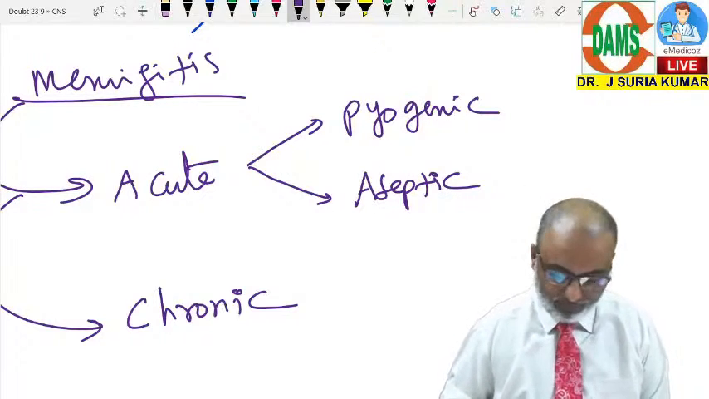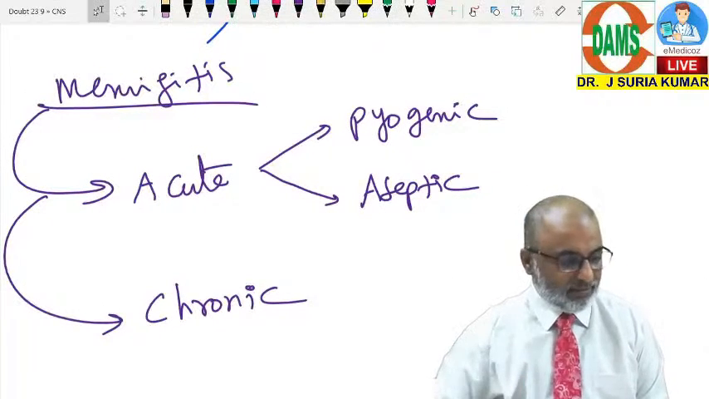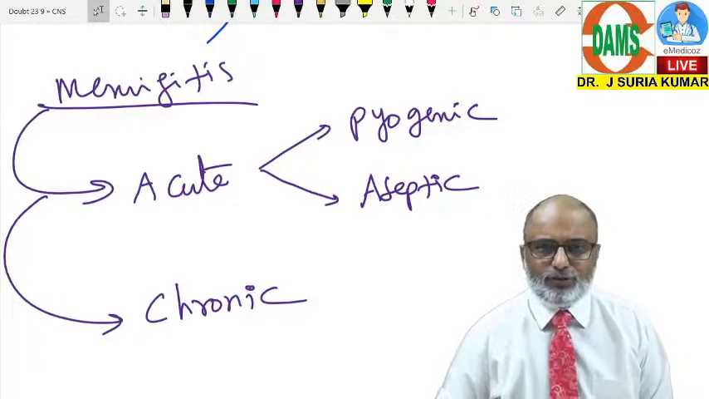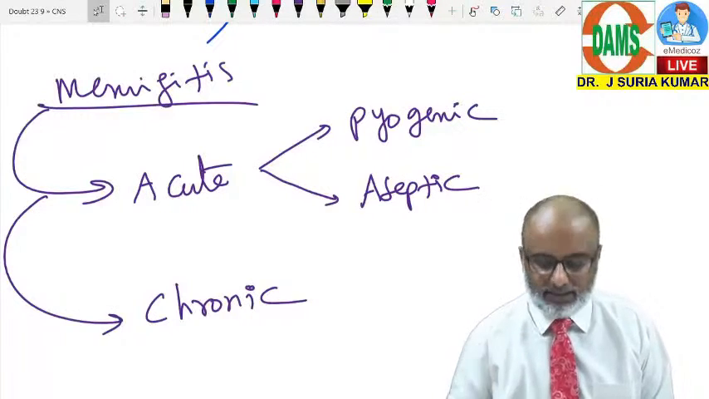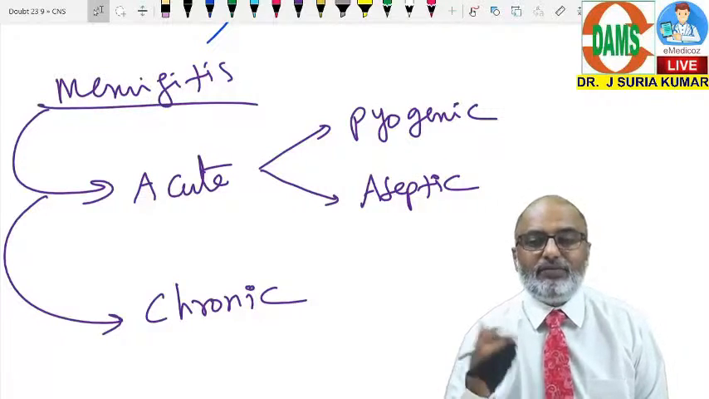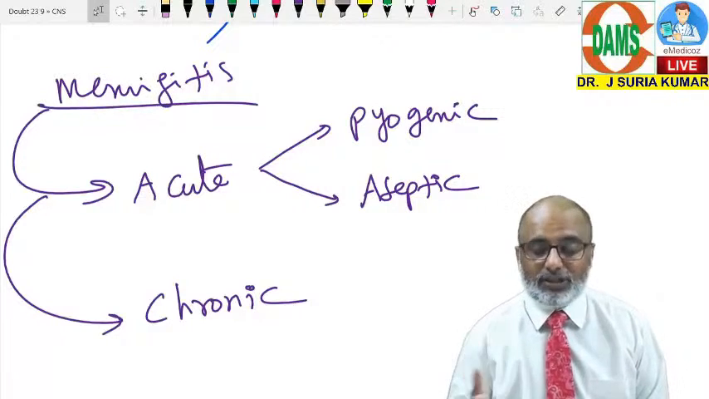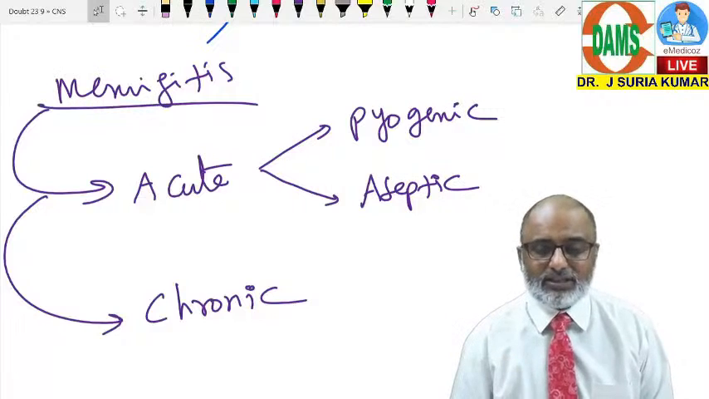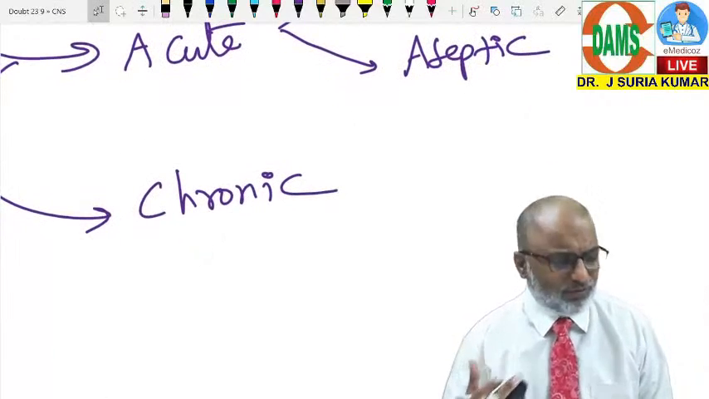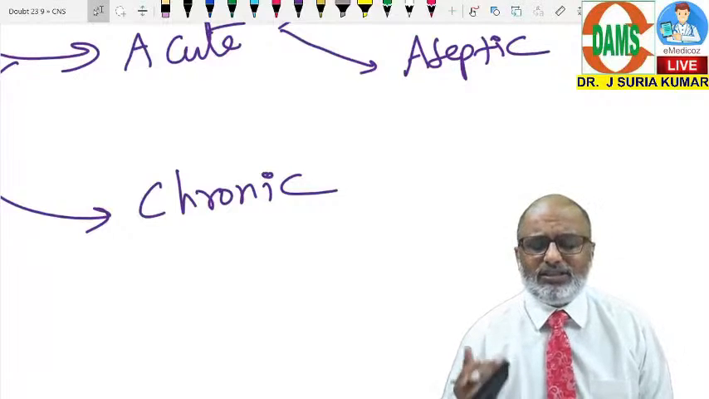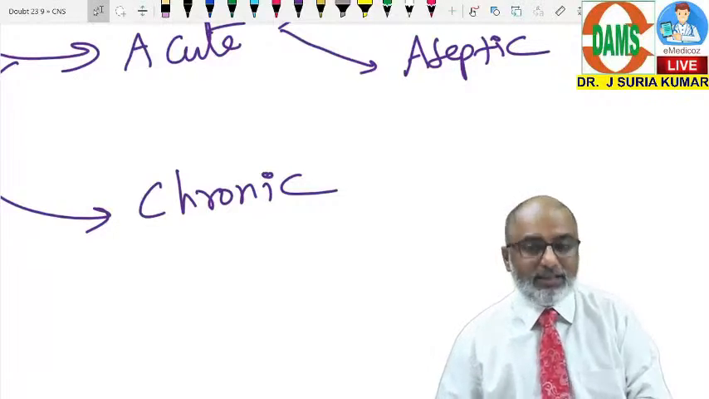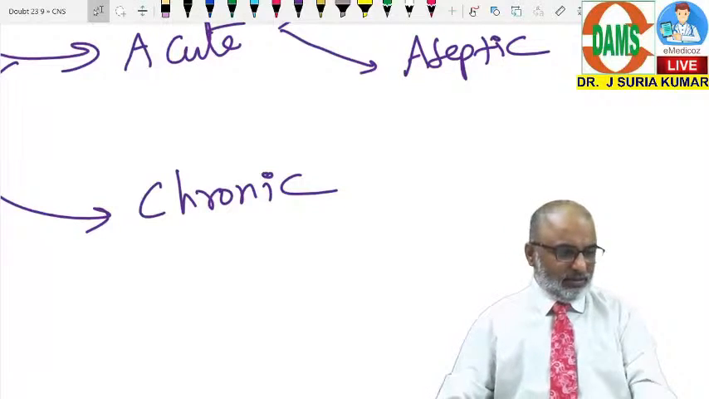Hi to all. Okay, pyogenic and aseptic meningitis. Another one is chronic meningitis. Usually the pyogenic meningitis is caused by bacteria. Aseptic meningitis is usually caused by fungus and viruses, some fungus and some bacteria. Chronic, mainly you can go for tuberculosis, some of the spirochetes, cryptococcus, those cause chronic meningitis.